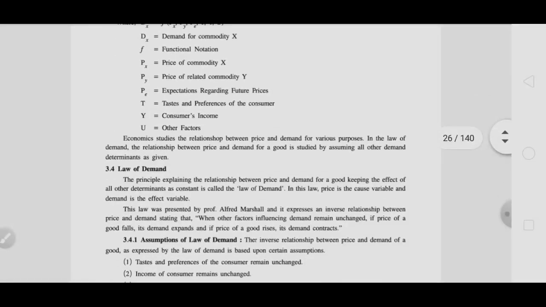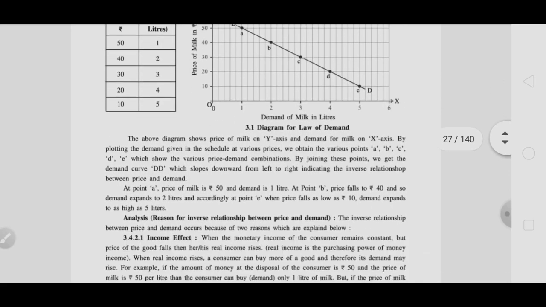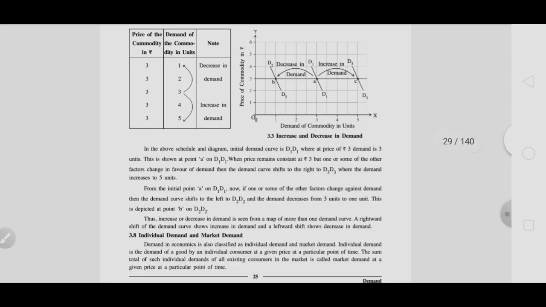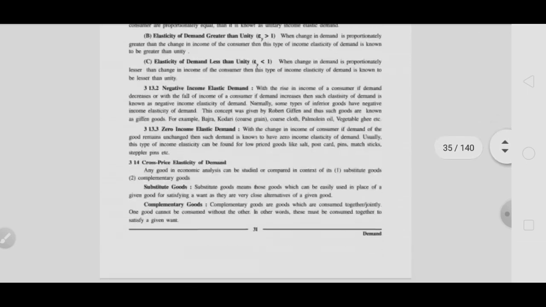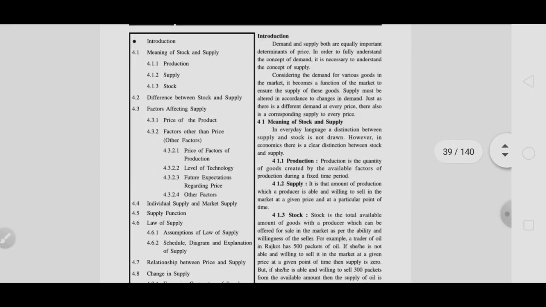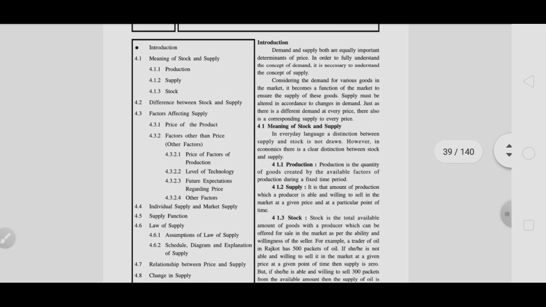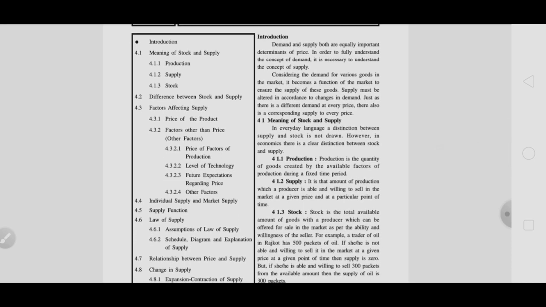See, just have a look, here we are also having different kinds of tables and diagrams, different methods and different theories, which will be very interesting when you study this chapter. Then we will move forward to supply. Supply is the mirror image of the chapter demand, because in this chapter also you will be having the meaning and factors affecting supply.